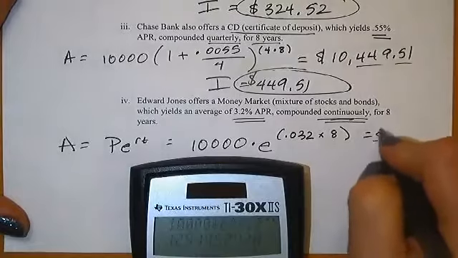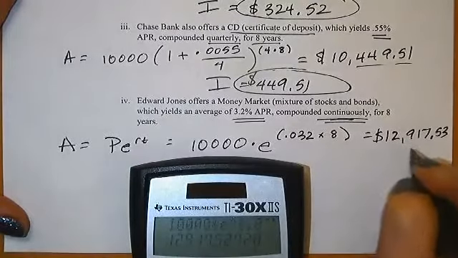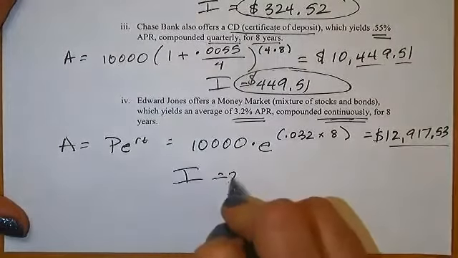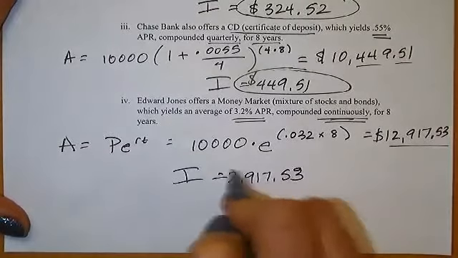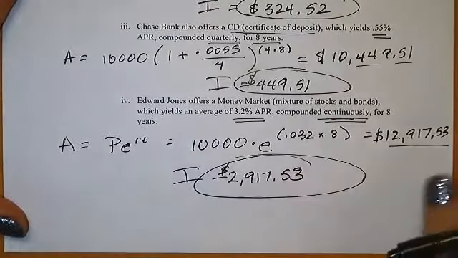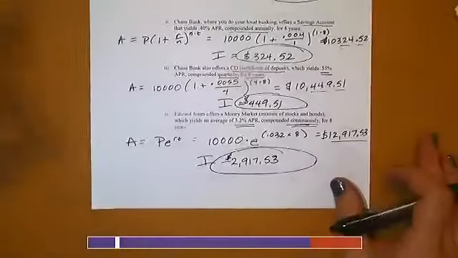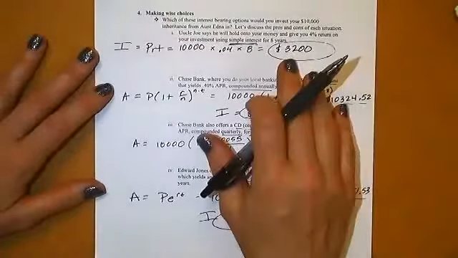It looks like this account's going to give us $12,917.53. So you can see the amount of interest that I will earn in total. It's going to be $2,917.53. So out of all of the three accounts, you can see that the last one does look like it'll give me the most money other than the simple interest.